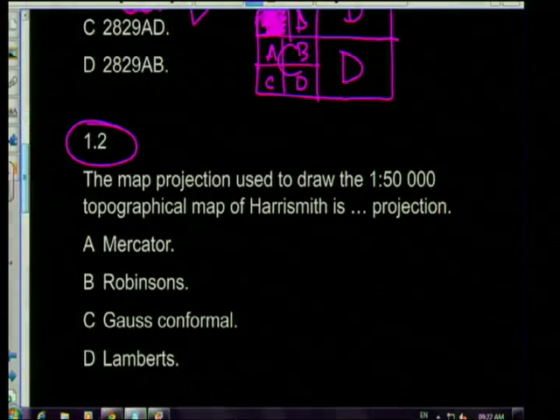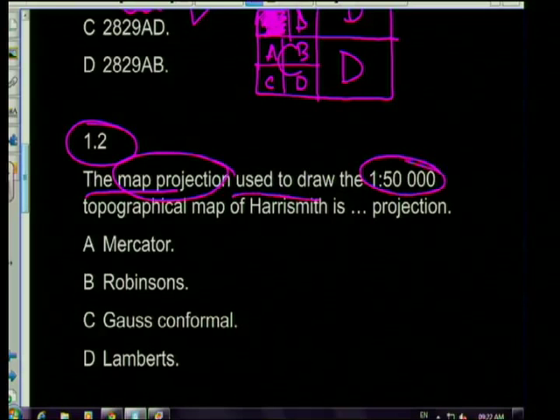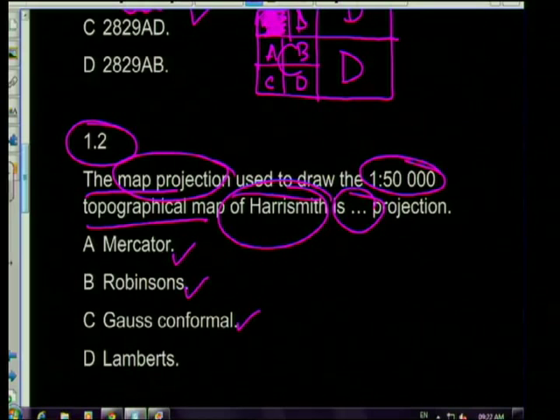1.2, which tests projections, which you have done in grade 10. The map projection used to draw the 1:50,000 topographical map of Harry Smith is. Note, we have to fill in the blank with the options given. The options given are as follows: Mercator, Robinson's, Gauss conformal, as well as Lambert's. In order to answer the question, guys, you will have to refer to the topographical map. And I'm going to show you which section of the topographical map.